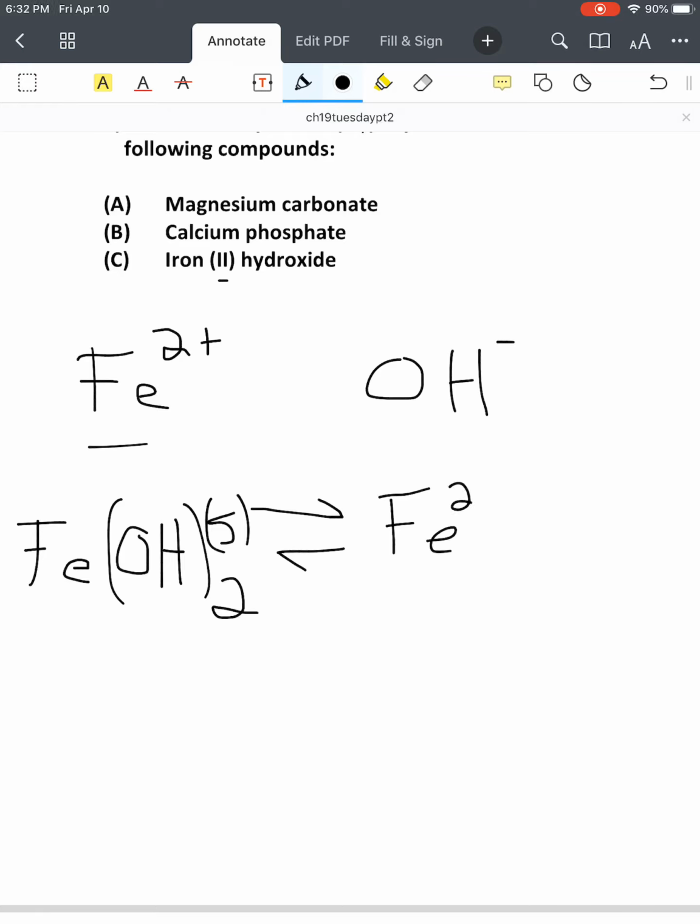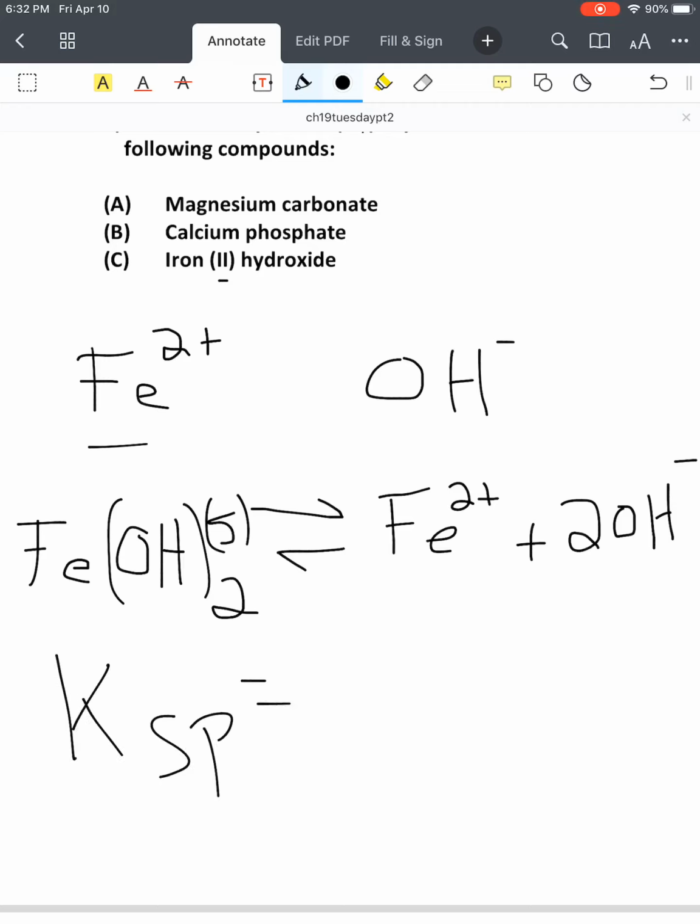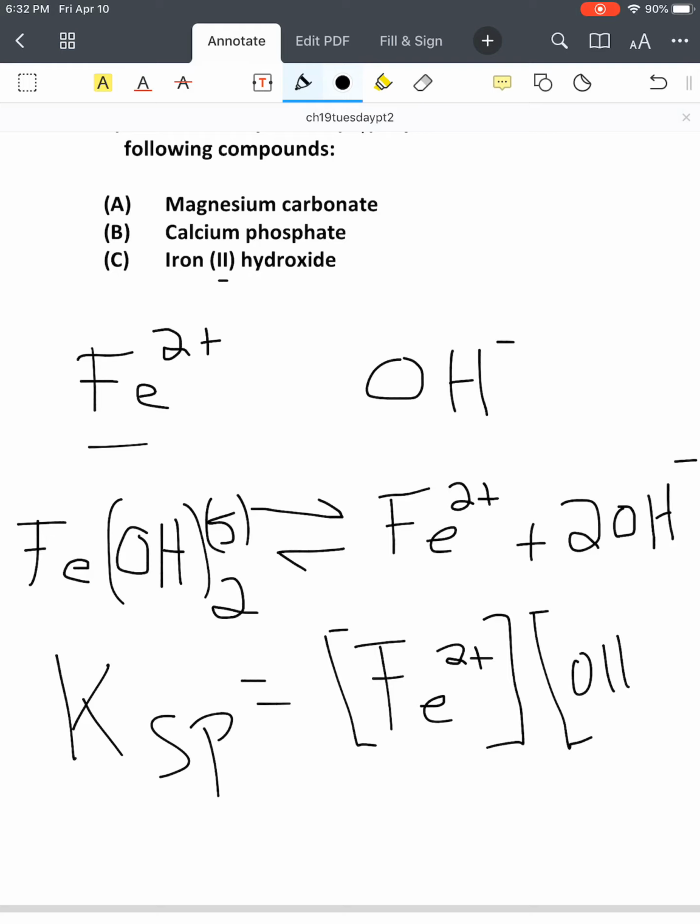I'm going to take that solid, I'm going to dissolve it in water, and if it does dissociate into its ions, it's going to make 1 copy of iron 2+. It's also going to make 2 copies of hydroxide. If I'm going to write the KSP expression for that, I can. It's the equilibrium concentration of iron 2+ ion raised to the 1st power times the concentration of hydroxide ion squared.